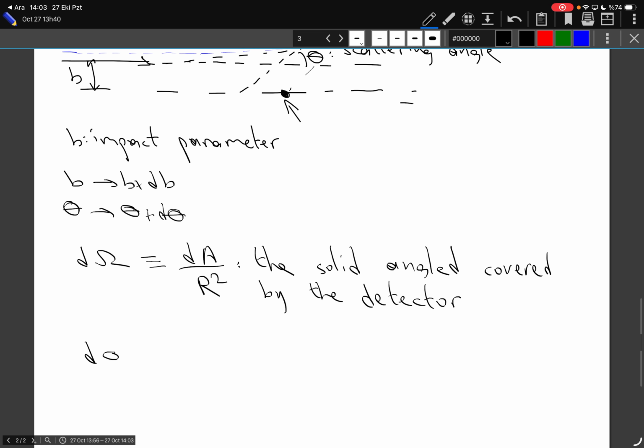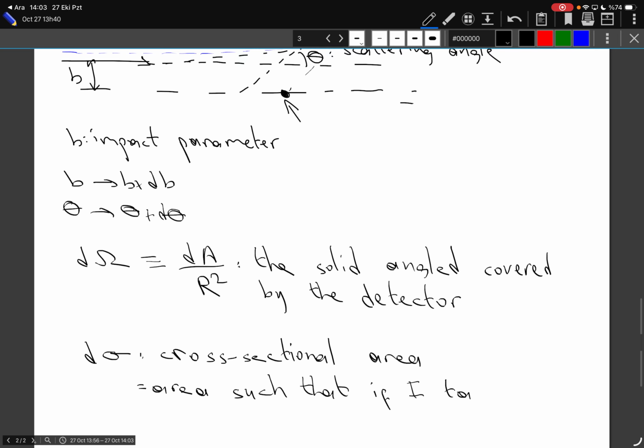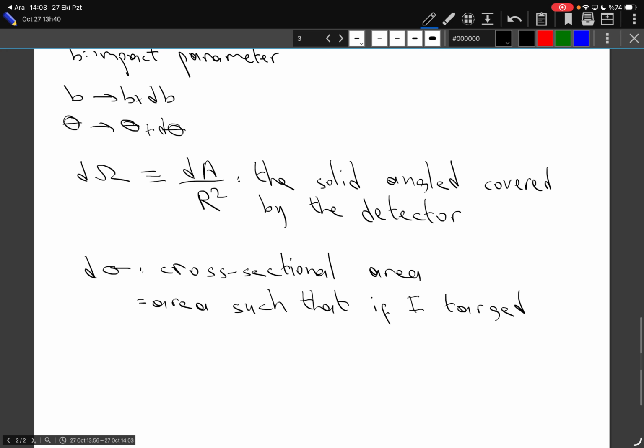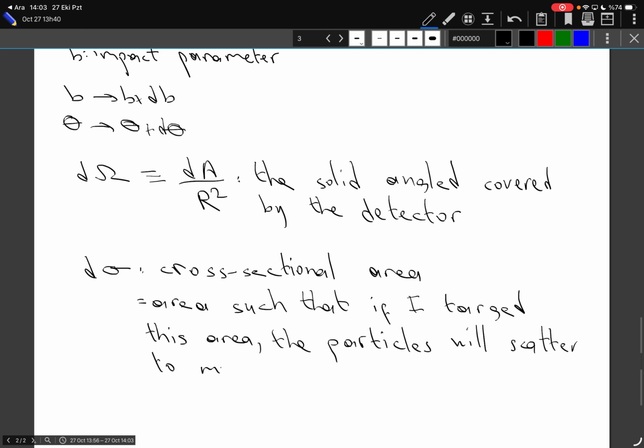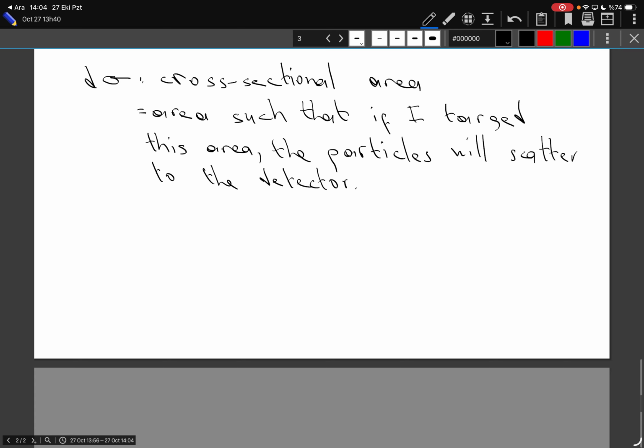Let me call it sigma. This is the cross-sectional area, which is the area such that if I target this area, the particles will scatter to my detector. Well, classically it's easy to measure. Let's do a simple example.